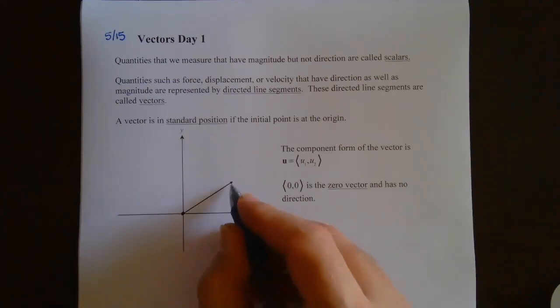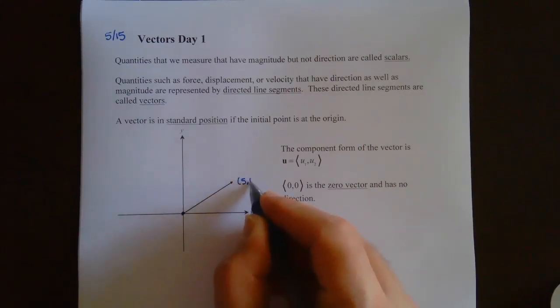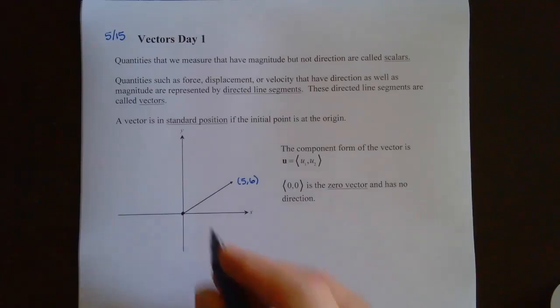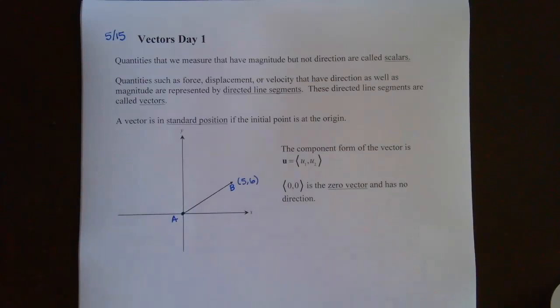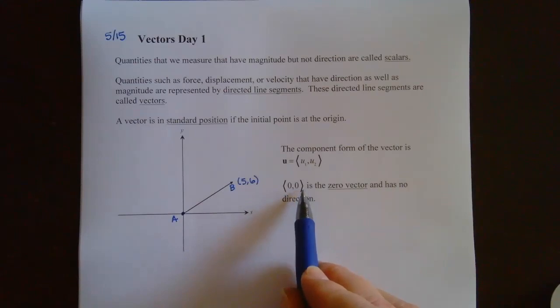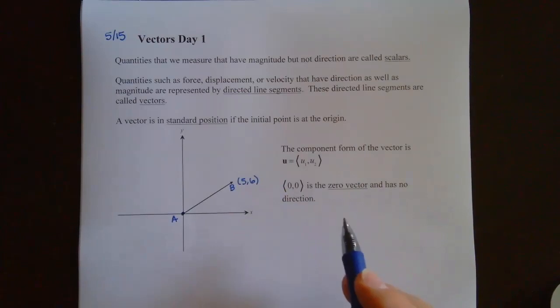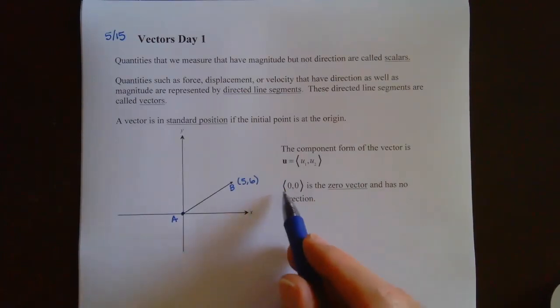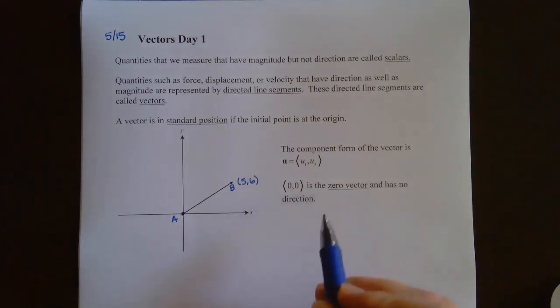Let's say the point at the end of this directed line segment has coordinates 5, 6. Let's call this one A and this one B. So 0, 0 like this, and these aren't parentheses and they're not brackets. These are angled brackets, and that symbol is telling you it's a vector, not the coordinates. We call this the 0 vector, and it doesn't have direction.